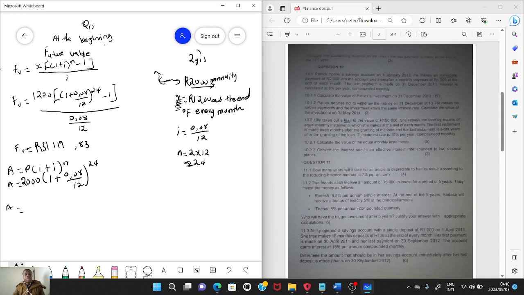Now we are calculating the value that the 2,000 has risen to because of its being there in the account. Now we are calculating the total investment, considering the annuity as well as the 2,000 that has been put there. Now let's do this. We have 2,000 into 1 plus.